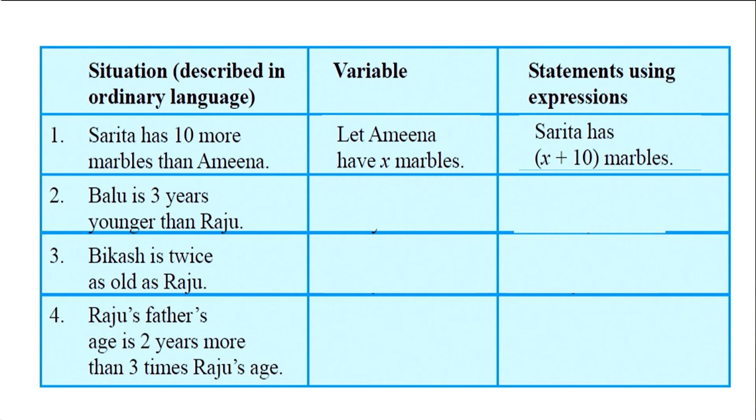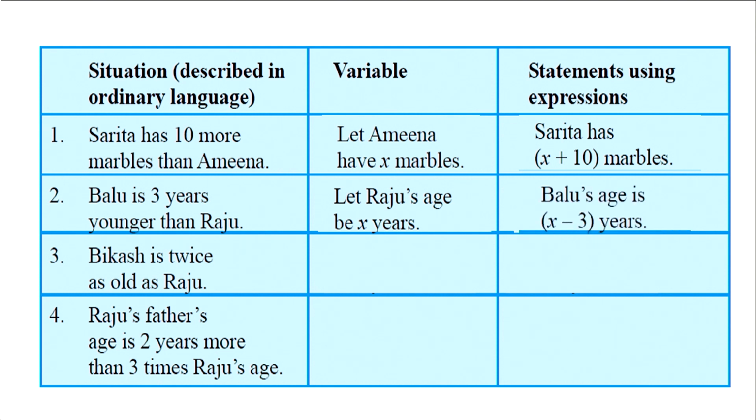Balu is 3 years younger than Raju. A condition is given. There are two boys, Balu and Raju. Balu is 3 years younger than Raju. Raju is the elder, Balu is the younger. Therefore, let Raju's age be x years. Then what about Balu's age? It is x minus 3 years.